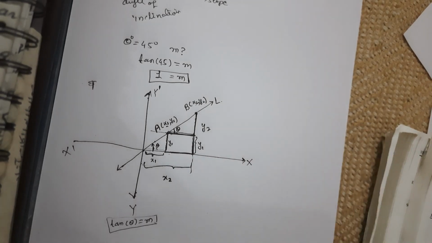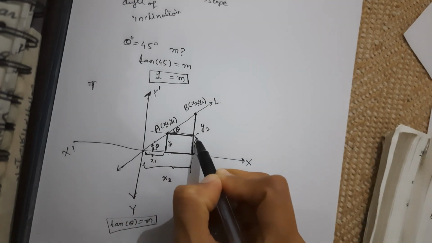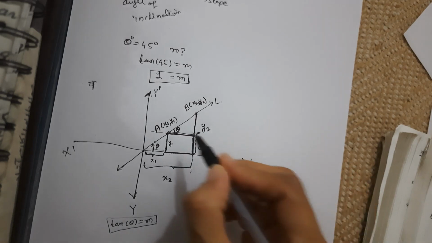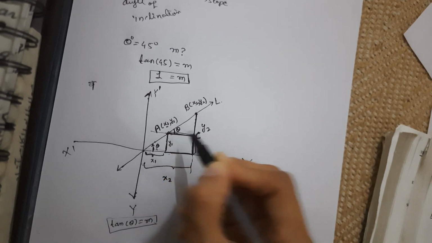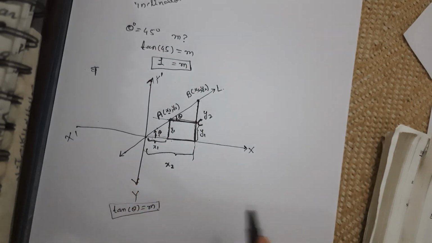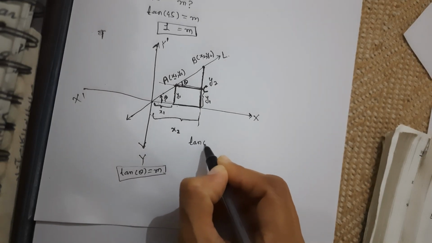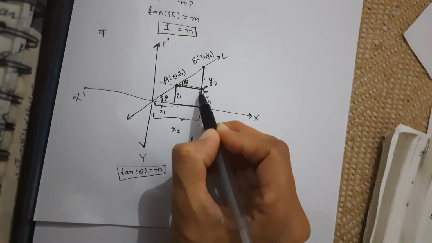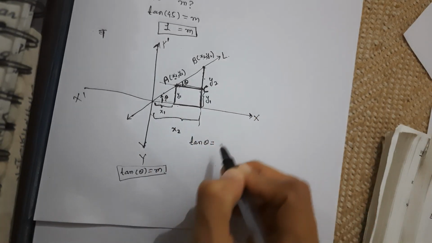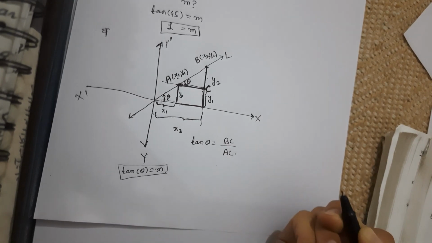So instead of finding the tan theta for this thing, I'll just give a name to this point, C. Okay. So now what will be the tan theta by trigonometry law? Just tell me. So tan theta will be opposite upon adjacent. So BC upon AC, right? So BC upon AC, correct?